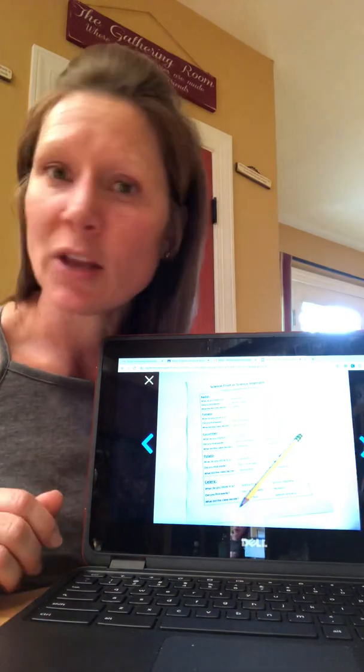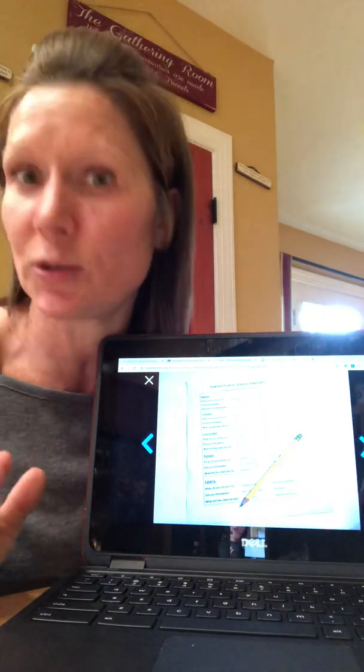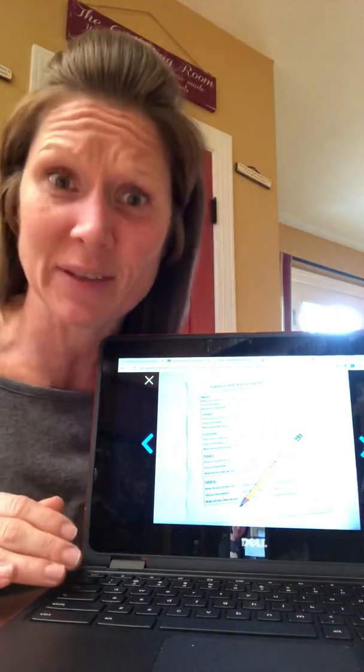Okay, so you don't need the worksheet, you don't need a toothpick, you don't need a pencil. We're going to keep this very simple.